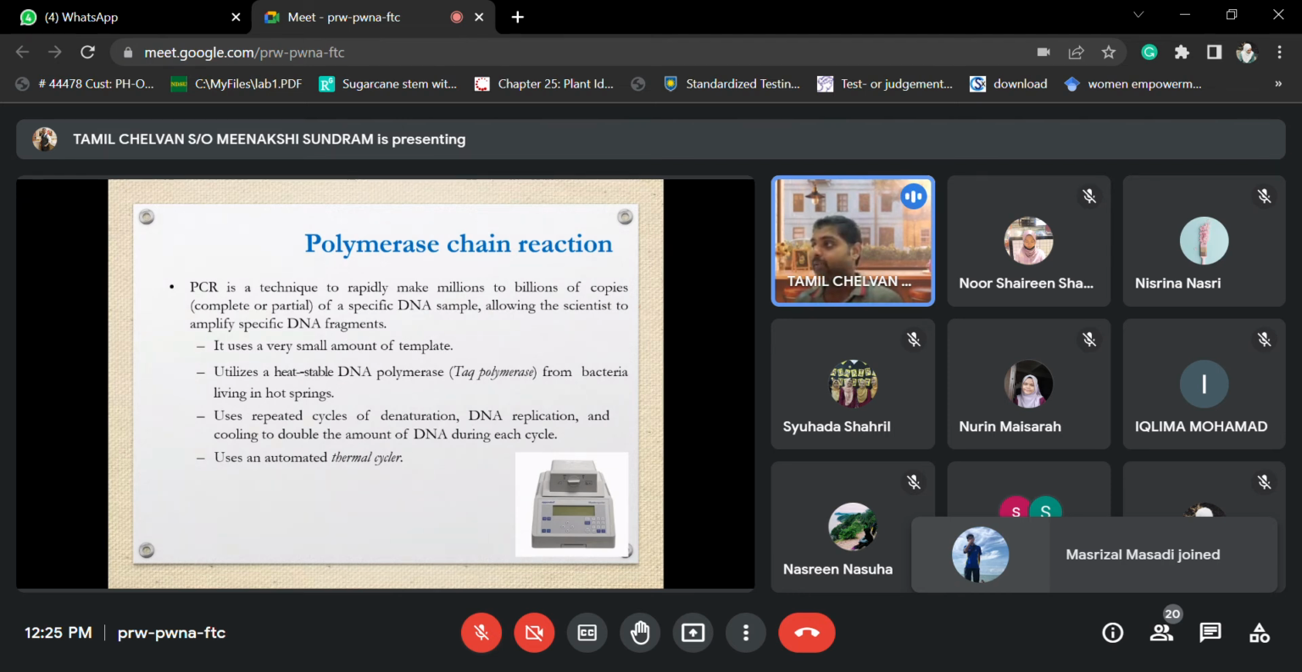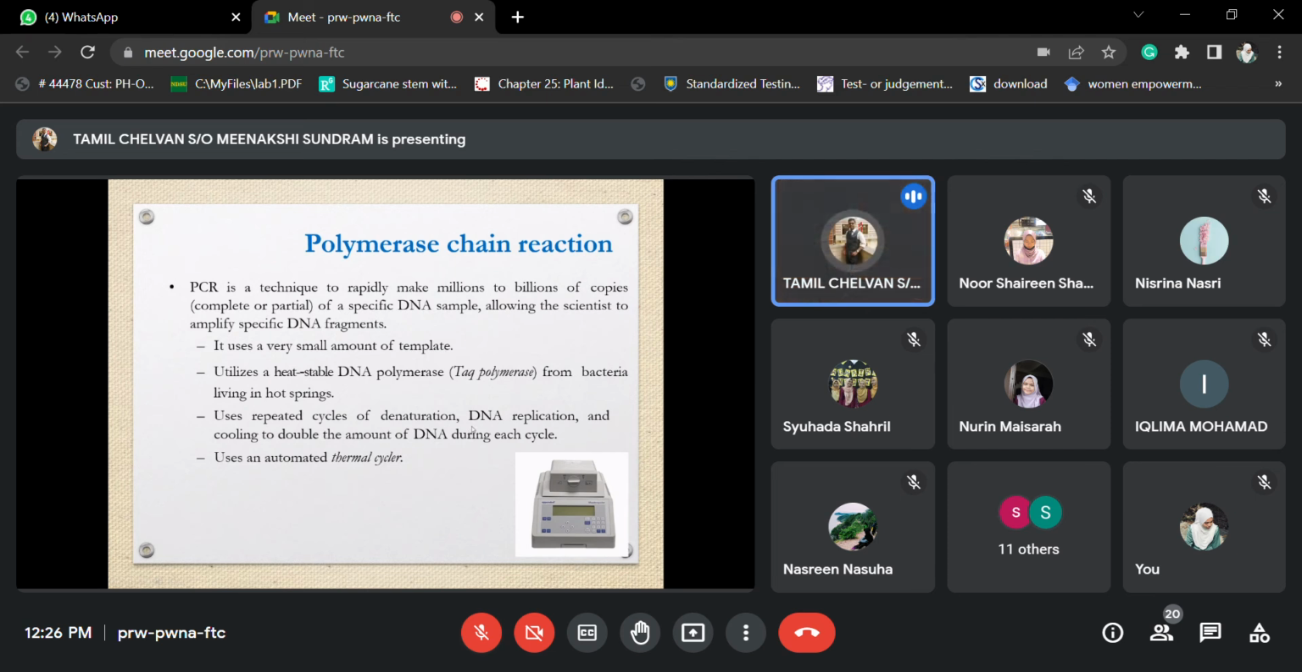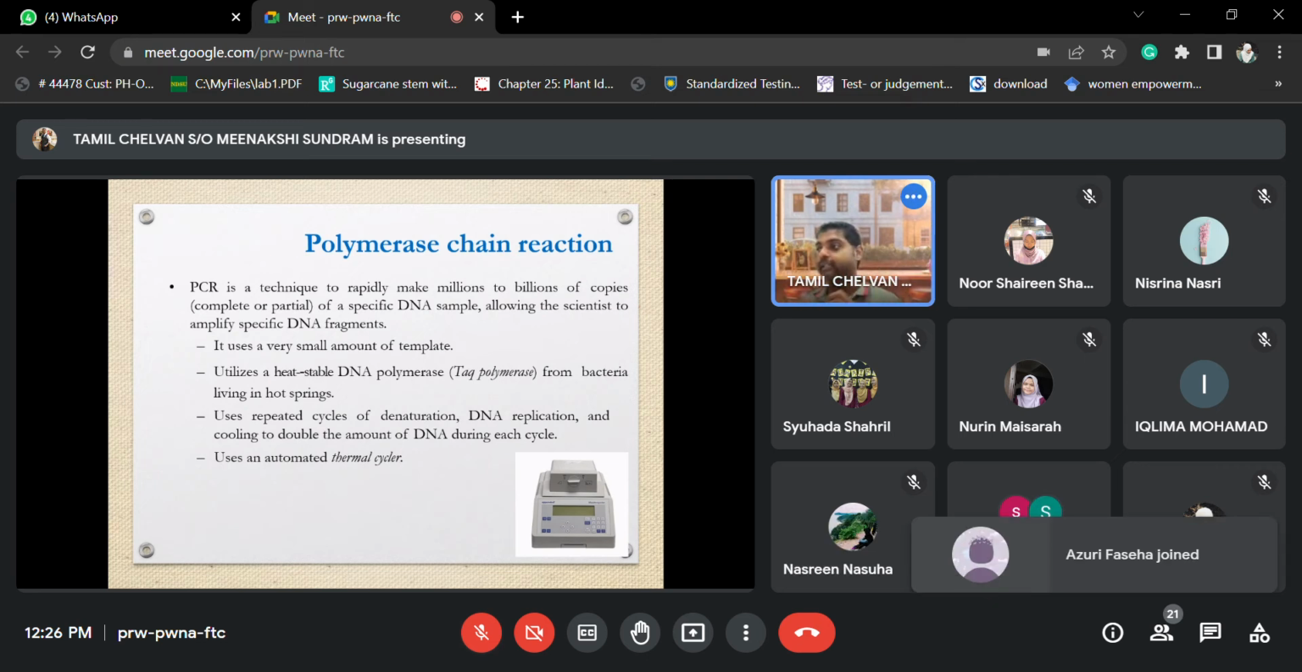It utilizes a heat stable DNA polymerase. It needs an enzyme to make a lot of new DNA for replication, from bacteria living in hot spots or hot springs. So Taq DNA polymerase is from bacteria. We take its polymerase to make the DNA. It uses repeated cycles of denaturation. Earlier we learned what denaturation means: you open the coil, then replicate it to make many copies, and then cooling.